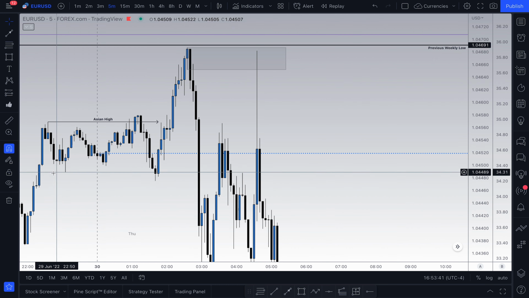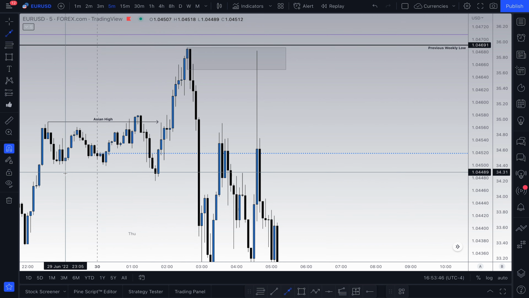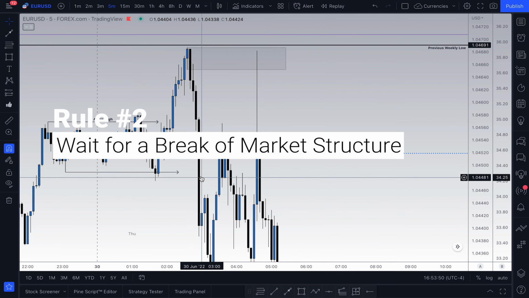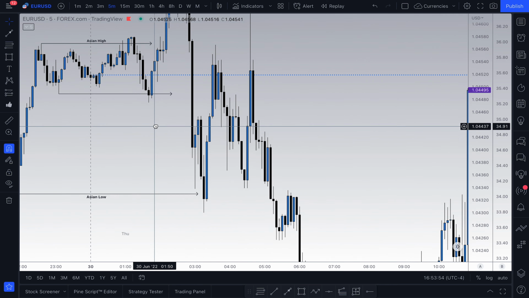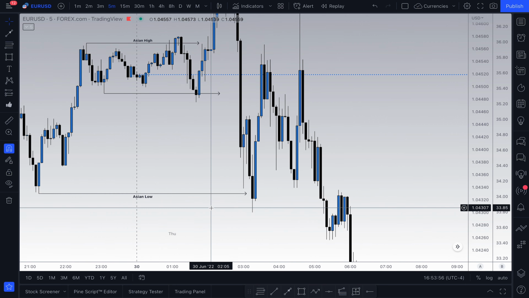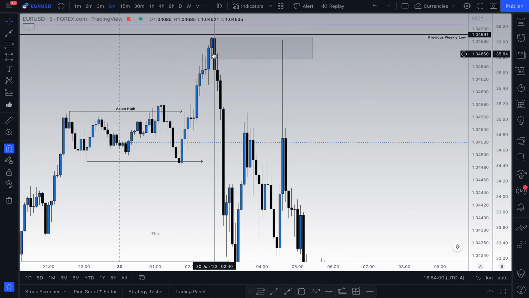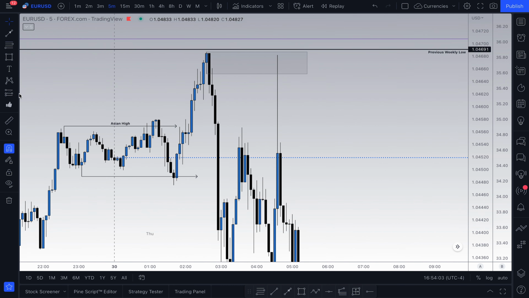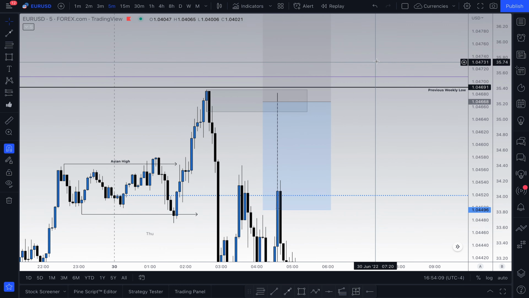Next thing I want to see is this little mini structure formed here. I want to see this structure broken, which we actually get a break of this structure here. And as this structure breaks, we also get a sweep of the Asian low, and then we come right back into this bearish order block and we get a nice short position here, with little to no drawdown.